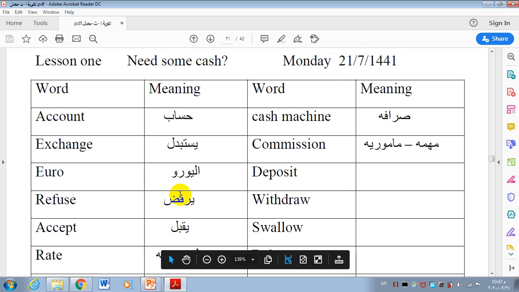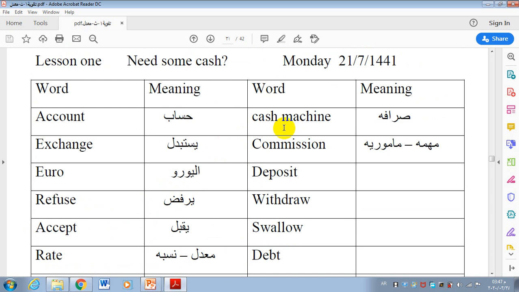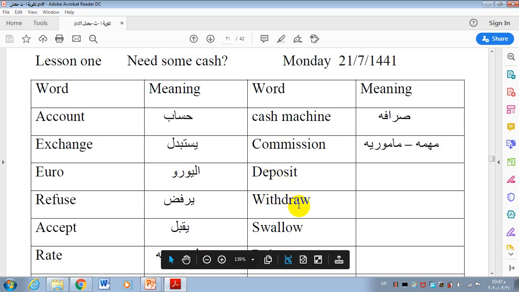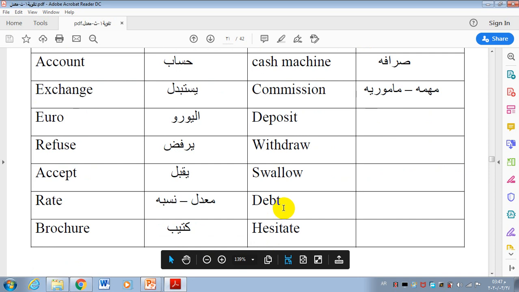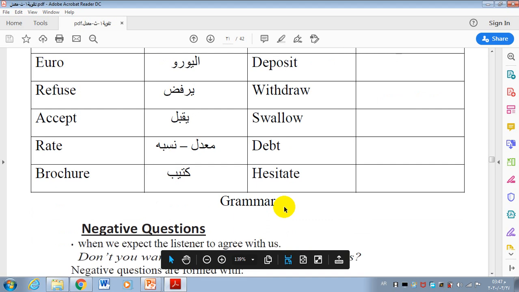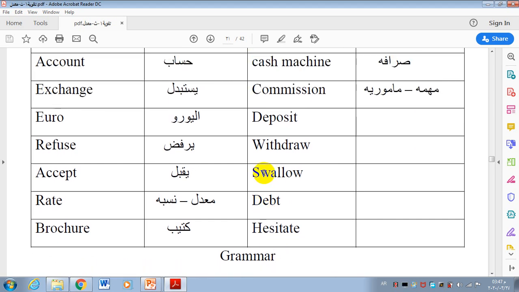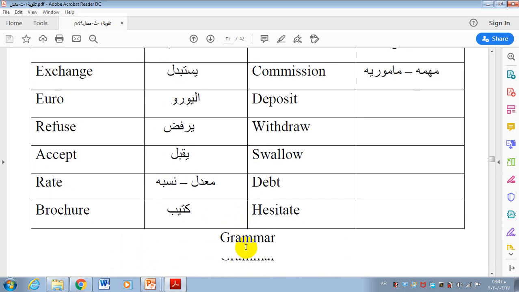Now let's move to the next column and repeat after me, please. Cash machine, cash machine. Commission, commission. Deposit, deposit. Withdraw, withdraw. Swallow, swallow. Debt, debt. Hesitate, hesitate. Now, after reading the words, let's move to the grammar.